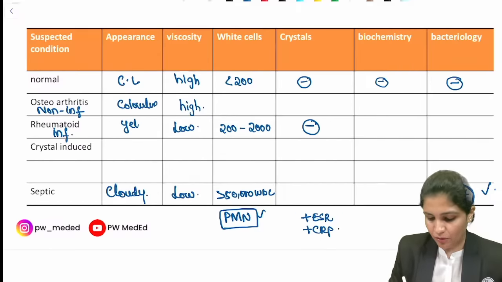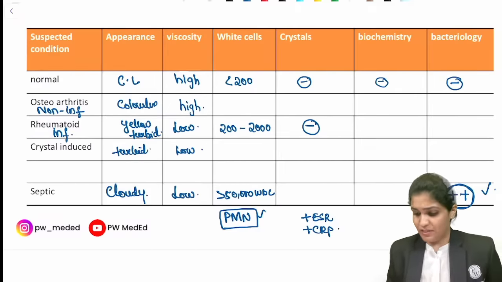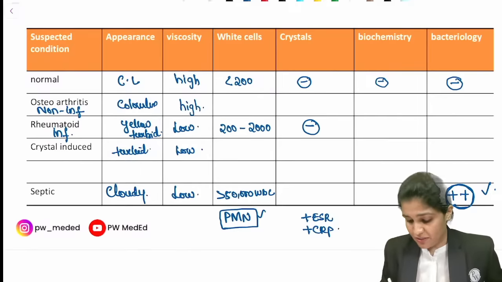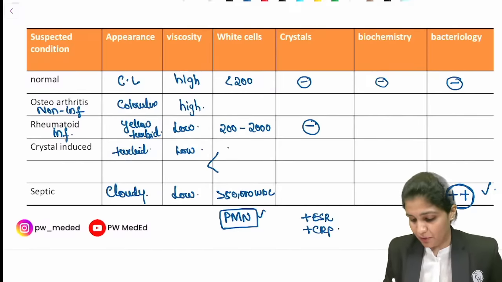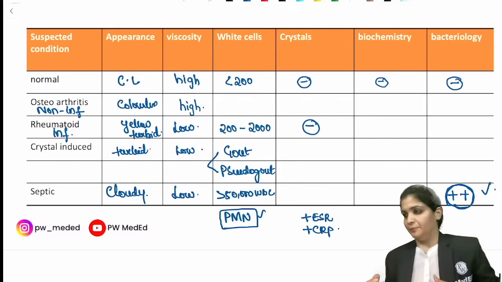Here it will become yellow and it will be turbid, and crystal induced also will be turbid or cloudy because of the presence of crystals. Again, it is low in viscosity. So the crystals will be positive. There are two conditions which you have to remember. One is gout and another one is your pseudogout, right? So gouty arthropathy and pseudogout arthropathy.